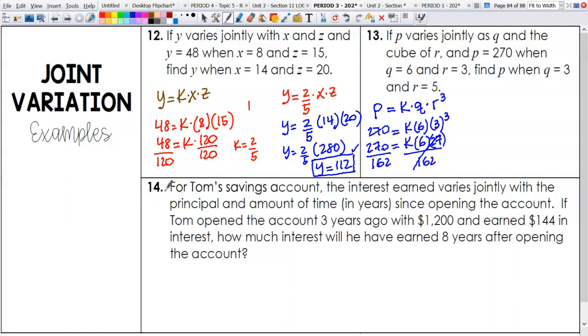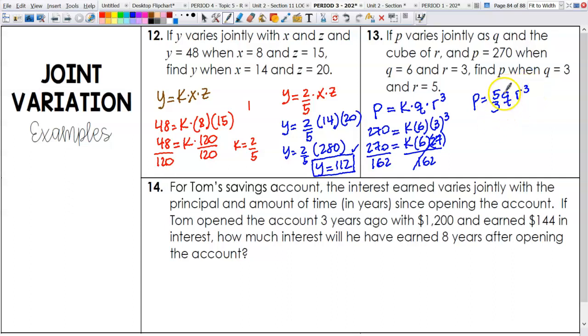So we end up with 270 divided by 162. This should be 5/3, right? 5/3. So this K will be 5/3. So this is P equals 5/3 Q R cubed.